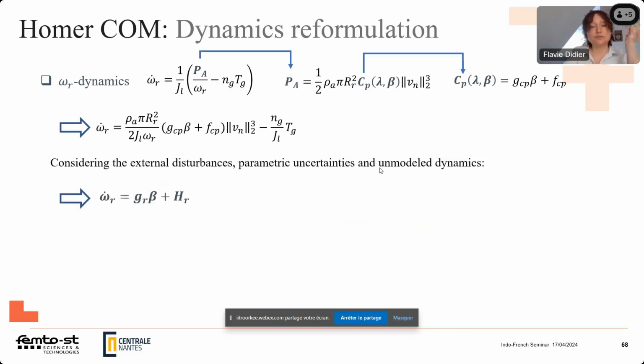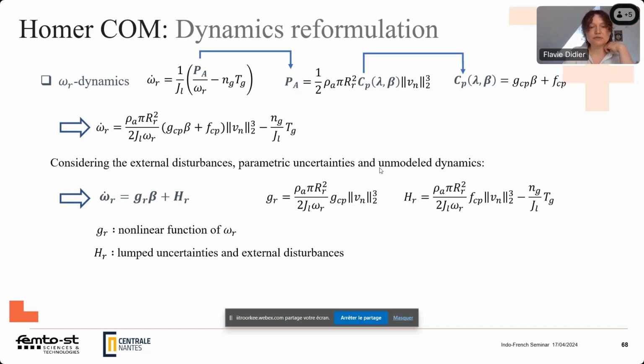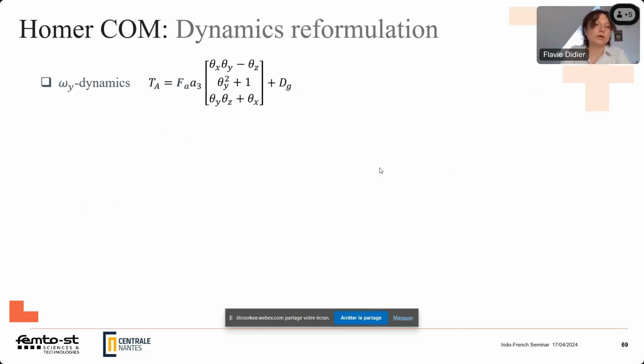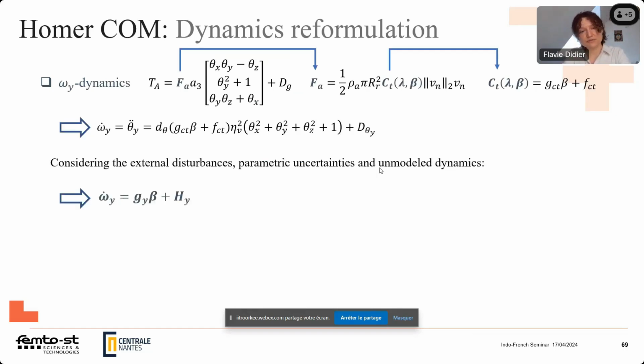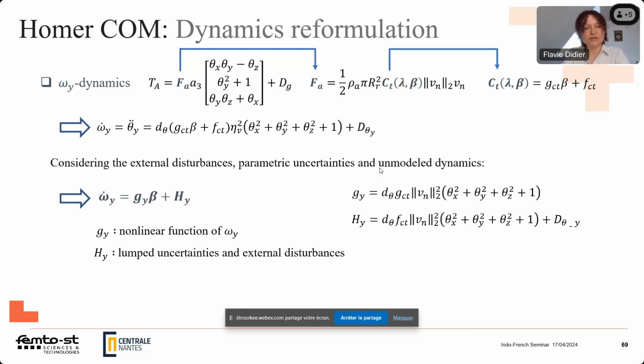And considering the external disturbances, parametric uncertainties, and model dynamics, we have this final expression, with HR being the lumped uncertainties and external disturbances, with the bound assumption. The same goes for the platform rate dynamic, with this time the aerodynamic forces and the CT coefficient, where we use the polynomial expression. So considering the external disturbances, parametric uncertainties, and model dynamics, we have this final expression with HY lumped uncertainties and external disturbances.